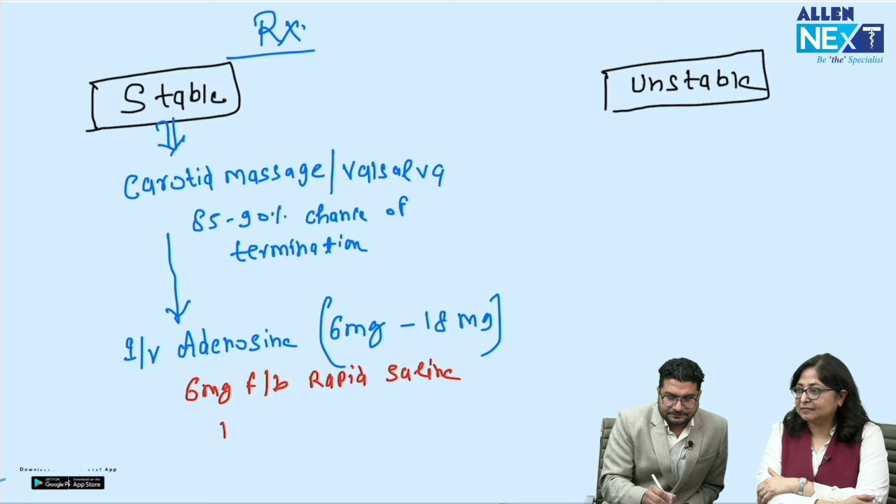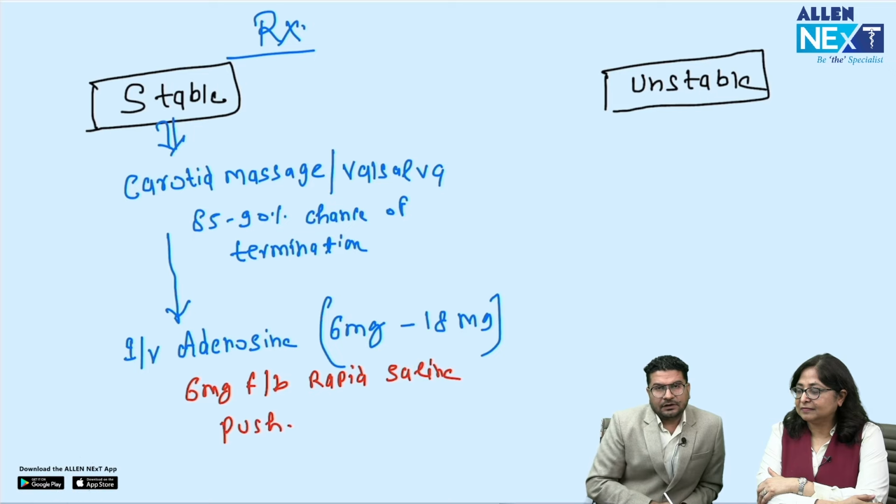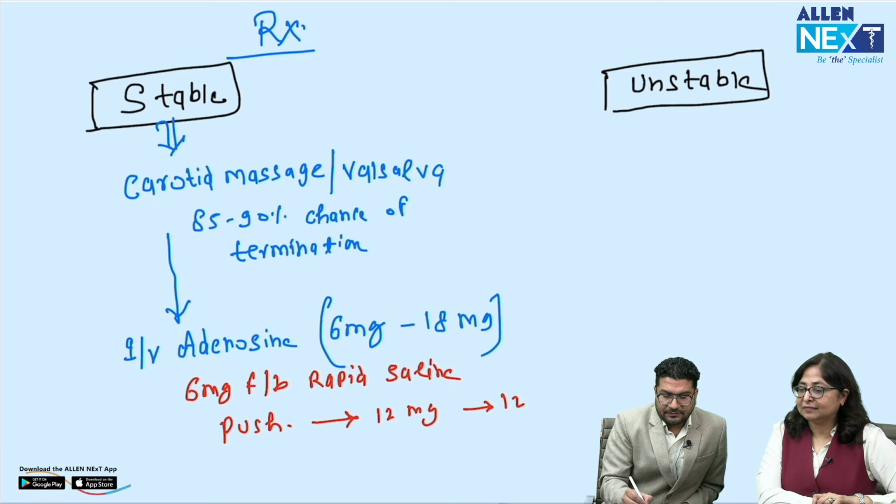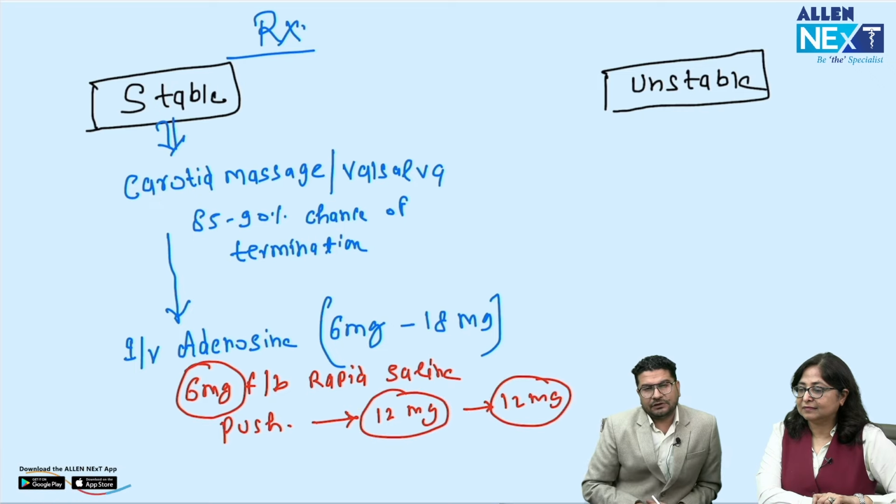Rapid saline push. Understand? You can give one dose of 6 mg, wait for 5 to 10 minutes, then you can give 12 mg. If it is not terminated, then you can give 12 mg one more time. So up to 3 times we can repeat: 6 mg, 12 mg, 12 mg.